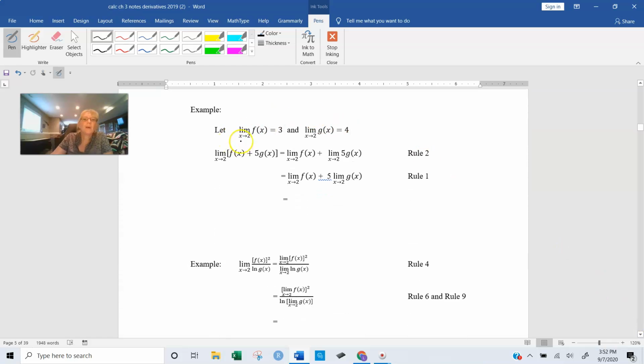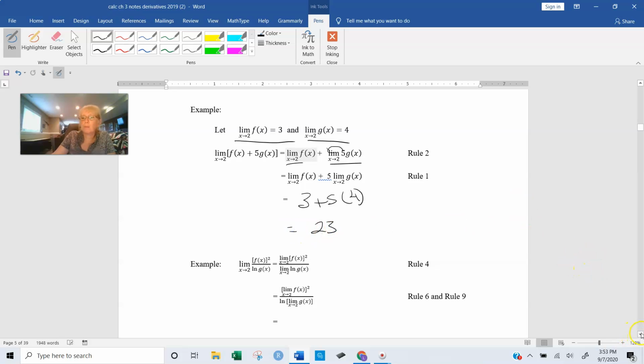Okay, I'm going to tell you the limit as x approaches 2 of f of x is 3, and the limit of g of x as x approaches 2 is 4. So we have the limit as x approaches 2 of 5 times f of x plus 5 times g of x. So the first thing we do is we break this apart. So we take the limit of the first plus the limit of the second. Well, the 5 is still in the way, but I know the limit of a constant is itself. So we bring the 5 out front. Now we can do this as a simple math problem. This one here is 3 plus 5 times 4, which gives you 23 is your limit.